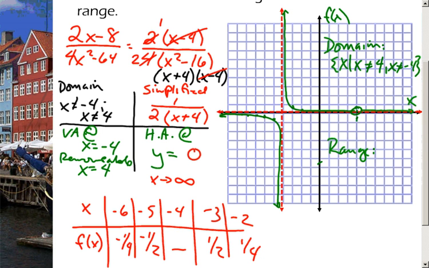Your range is such that f of x cannot equal 0. It's that horizontal asymptote. And sometimes you'll actually have values of the horizontal asymptote, but that's what we've got for that one.